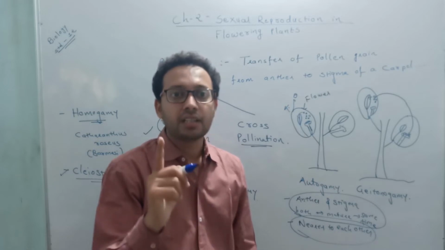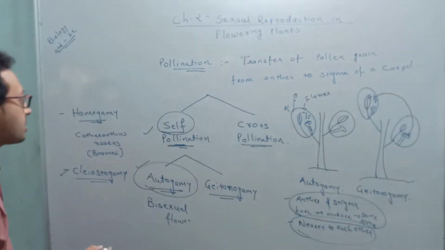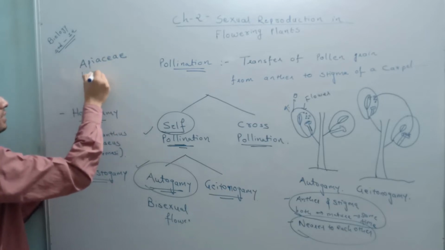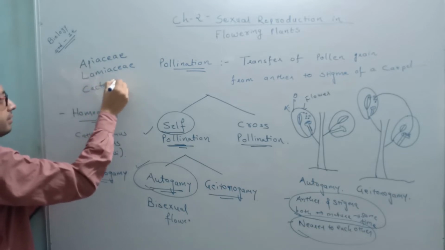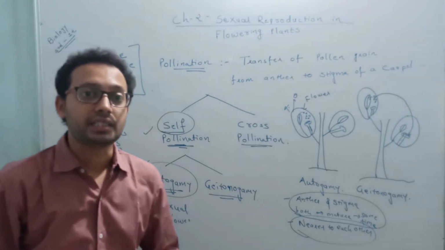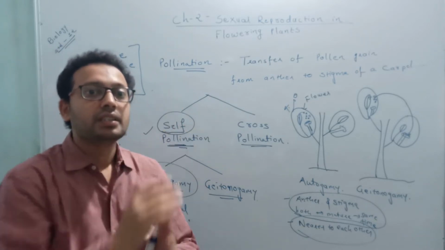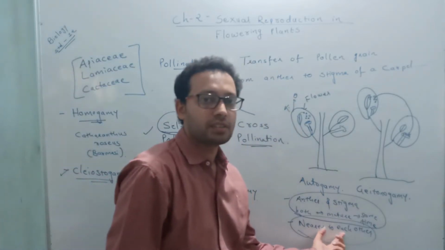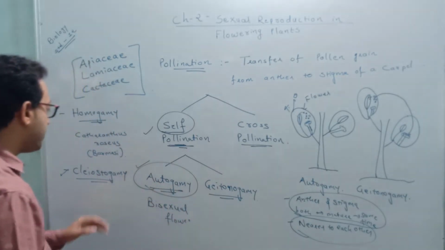The bending of the style towards the anther can be observed in plants of the Apiaceae, Lamiaceae, and Cactaceae families. In these cases, there is a bending of the style towards the stamen, or anther. Due to the bending of the style, they come nearer to each other, and when they come nearer to each other, the chances of autogamy are high. That also happens in the case of cleistogamy.